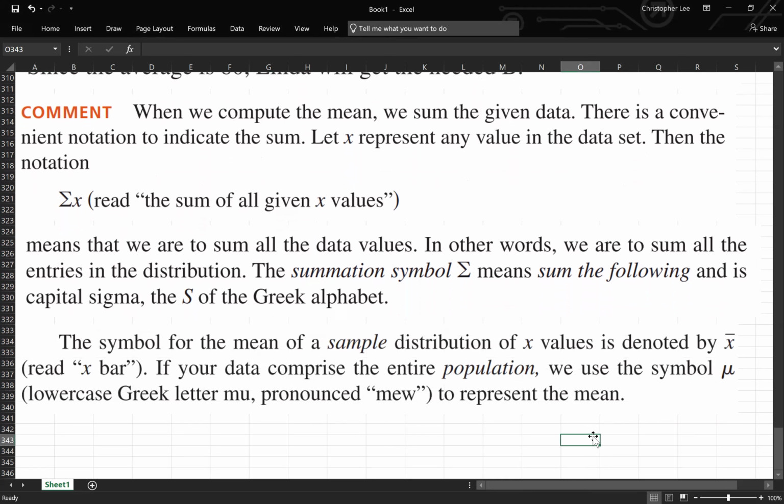So the symbol for the mean of a sample distribution of X values is denoted by X bar, which is read as X bar. If your data comprise the entire population, we use the symbol mu, the lowercase Greek letter mu, to represent the mean. So whenever you see X bar, that's sample mean. Whenever you see the Greek letter lowercase mu, that's a U looking thing, that is population mean. And when you're on your test and you forget, it's right here in chapter 3 on the formula sheet.